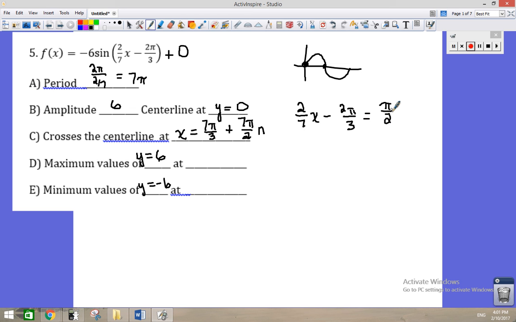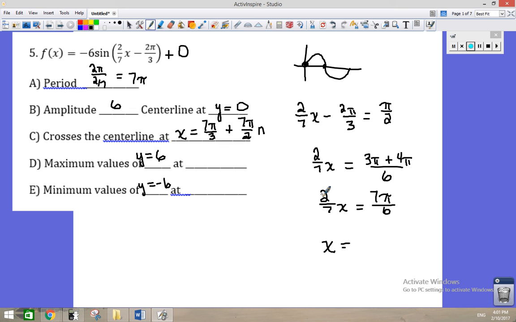So let's solve this for x. If we have 2/7 x is equal to pi over 2 and adding 2 pi over 3, we want a common denominator of 6. So I'm going to multiply that by 3, and I'm going to multiply this by 2 over 2. So I'm adding 2 times 2 is 4. So this 2/7 x is equal to 7 pi over 6.